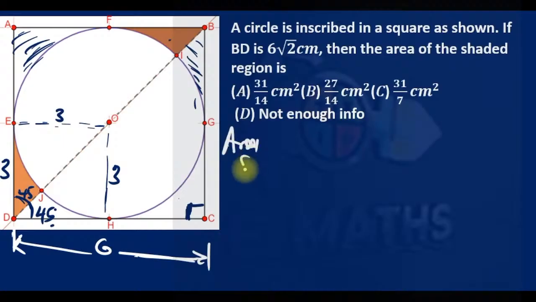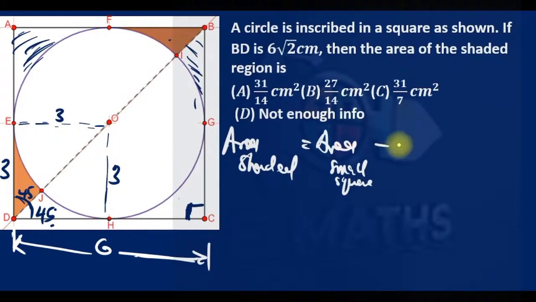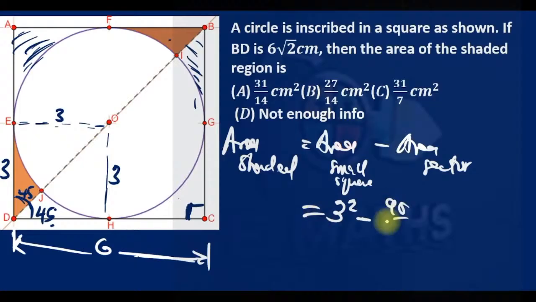Therefore, the area shaded is just the area of this small square minus the area of a sector. From here the area is 3 squared minus this sector. You know, the angle here is 90, since it is a square. So this is 90 over 360 times pi r squared. This is a sector.